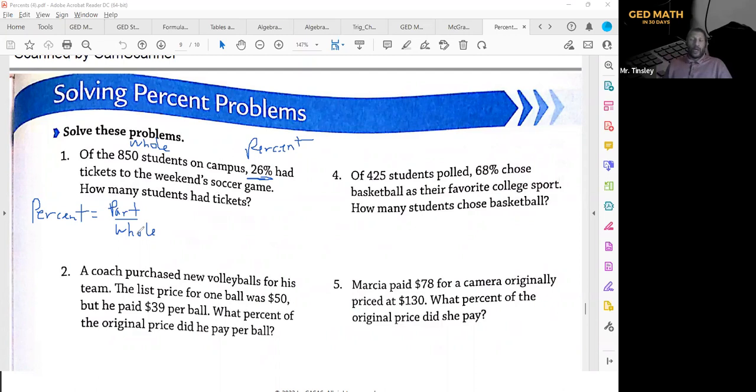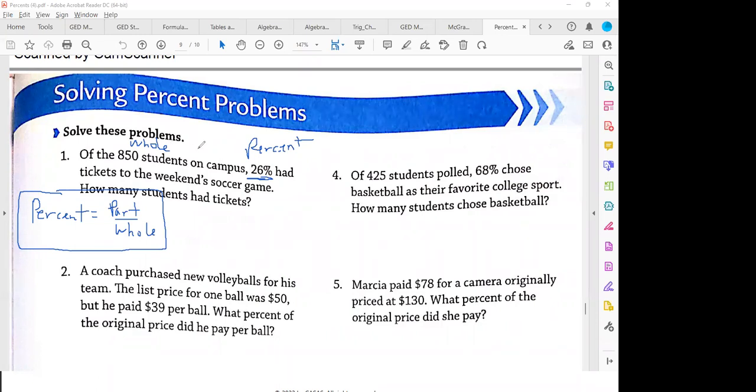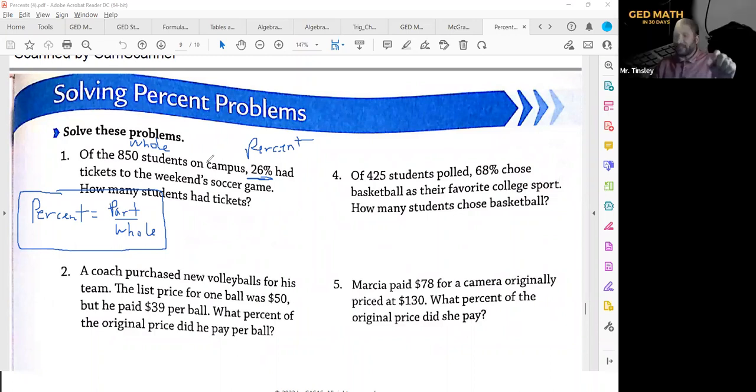Okay, let's look at this. Everyone should know this formula: percent is part over whole. Those are the three parts of a percent. I want to solve for part. How can I get part by itself? Can anybody tell me? 26% divided by 850? Listen to what I'm saying. You're rushing ahead. Percent equals part over whole.